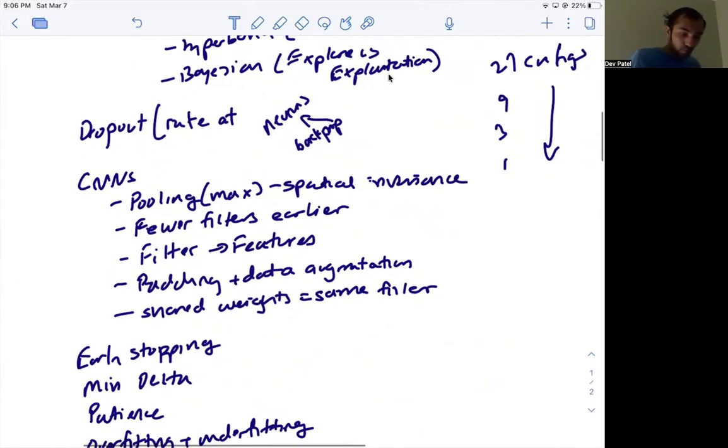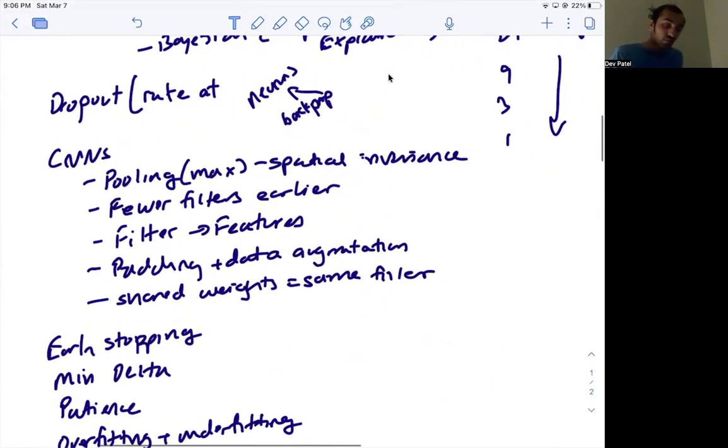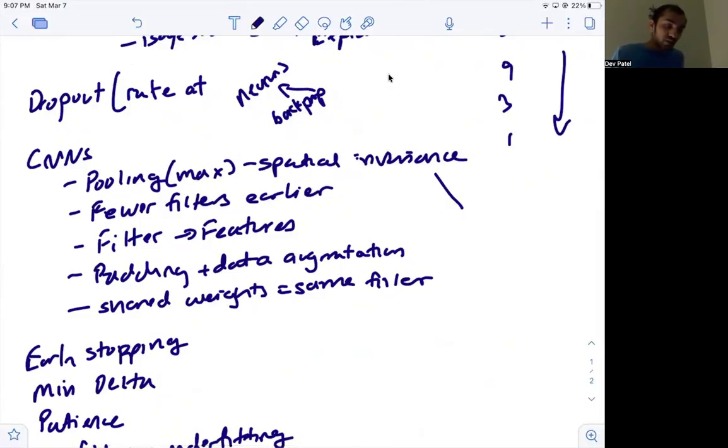CNN concepts here: pooling, max pooling, useful for spatial invariance. So spatial invariance refers to the idea that if we were to shift the image, or tilt the image in a certain way, or have a distortion or a slight change in the image, our model will still be able to detect the major feature and the major outline of what that image is representing. So pooling captures the major features of the feature map.